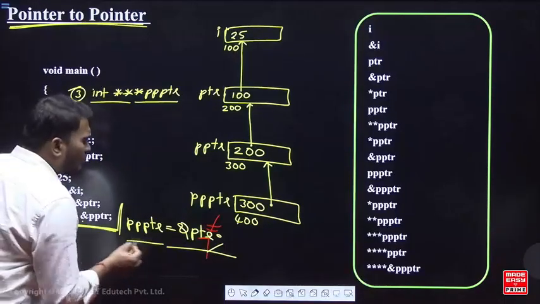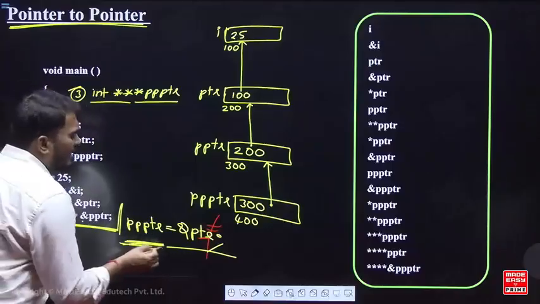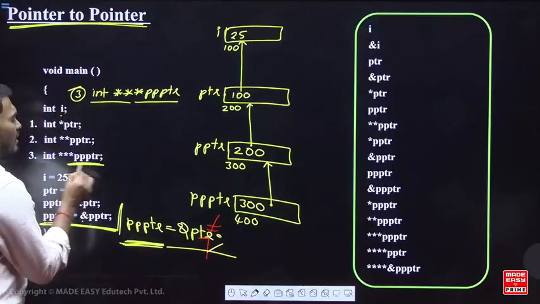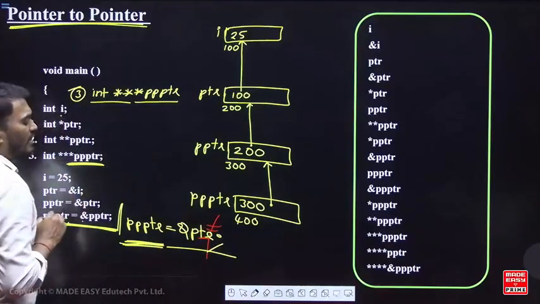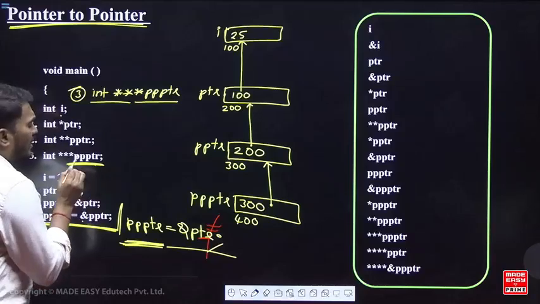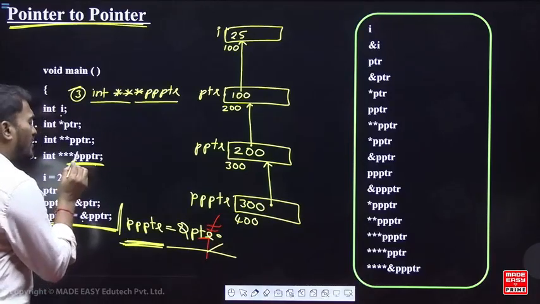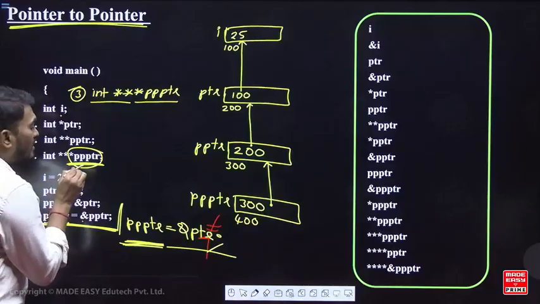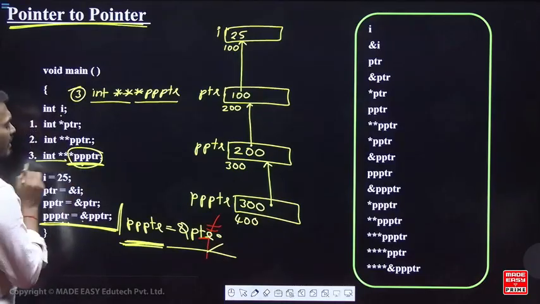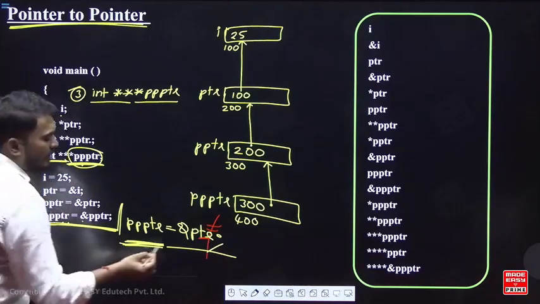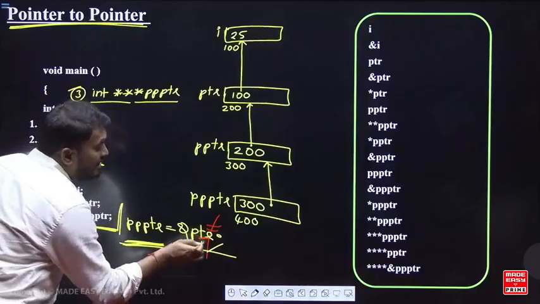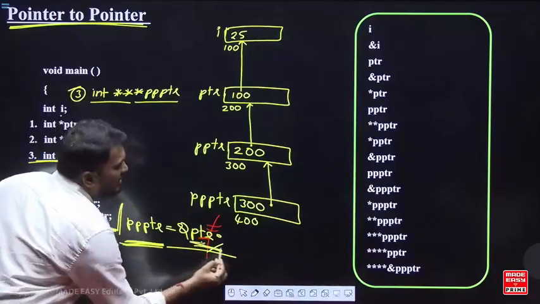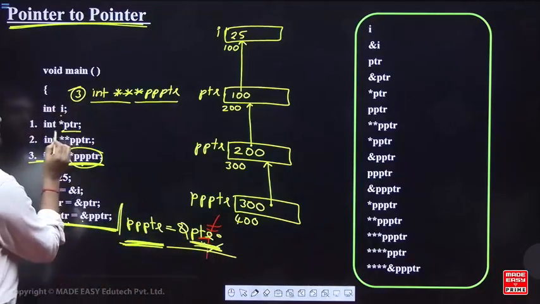Simple. What you declared is a triple pointer. What are you promising to the compiler? You are promising the compiler that PPTR is a pointer variable. That is fine, it is a pointer variable. I am going to store the address of something which is already a double pointer. But you are storing the address of what? A single pointer. Because what is PTR here? See this, single pointer.